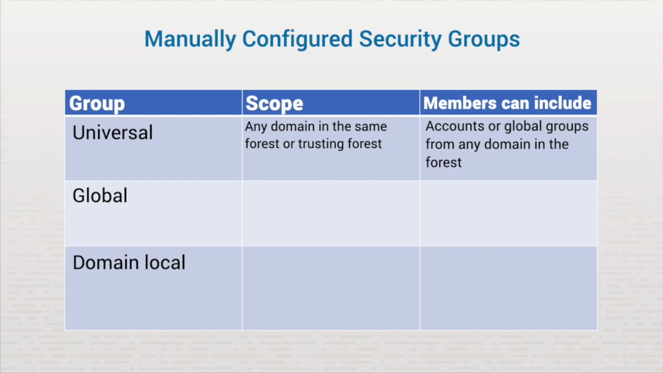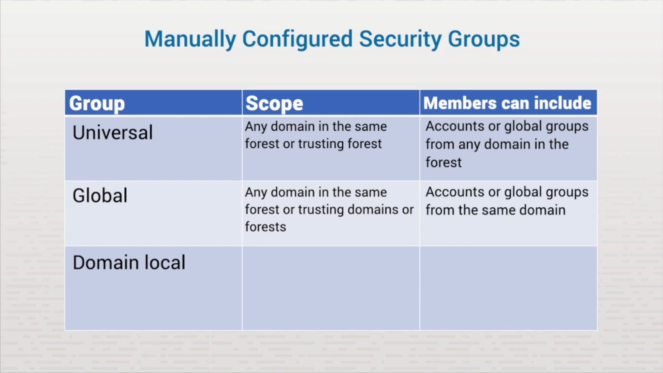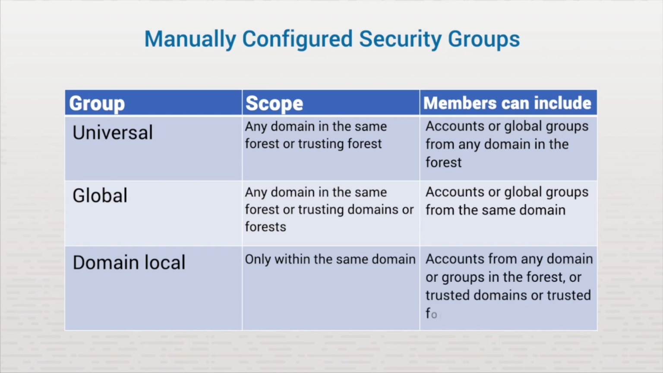The global group scope is limited to the domain in which it's created. It's used to group users and computers, such as users with the same network access needs. Global groups can grant permissions on any domain in the same forest or any trusting domains or forests, but they can only contain accounts or other global groups from the domain in which they were created. The domain local groups are also limited to the local domain and are used to assign permissions or user rights to local resources. They can contain accounts from any domain or groups in the forest, or any trusted domains, and even accounts, global groups, and universal groups from other forests. Still, they can grant permissions only within the domain in which they were created.